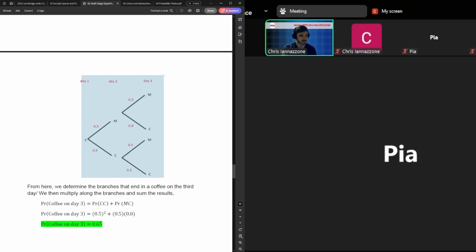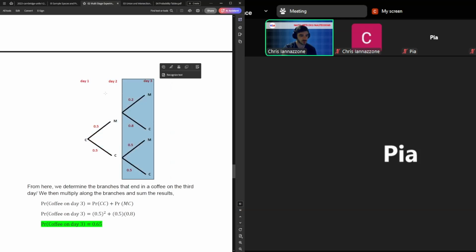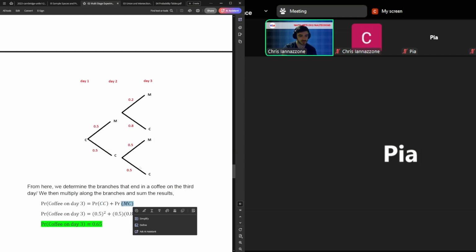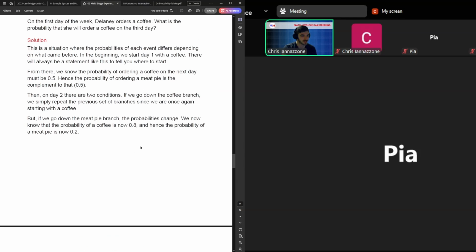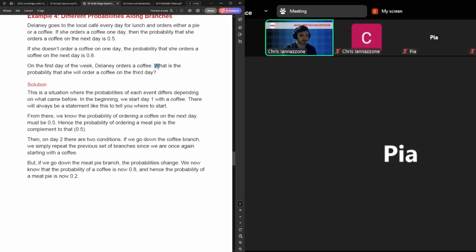These aren't too bad to set up. I would recommend having all of them just because it's easier to see what's going on in the full experiment. Although presumably you'd only have to have the CC and the MC branches, it's a bit hard to selectively ignore those when you're drawing the tree diagram. The reason why we need those is because of the actual question that was asked. What is the probability of getting a coffee on the 3rd day?